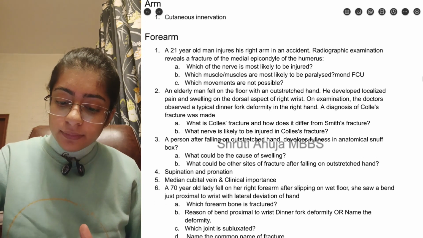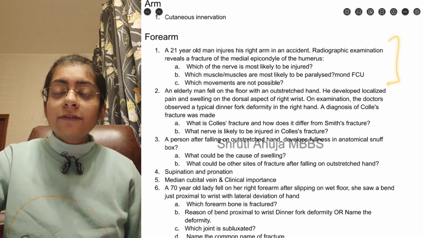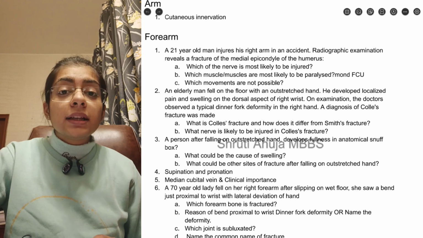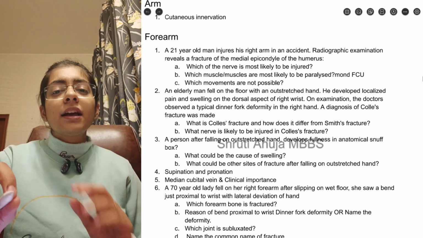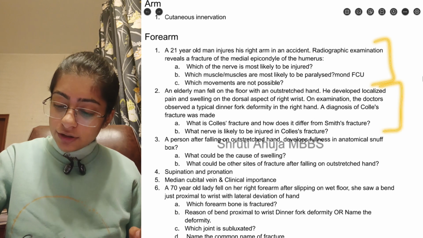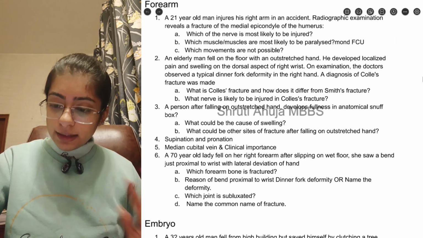Now forearm, these are some of the clinical questions, right? So the fractures, the dinner fork deformity, the Colles fracture, Smith's fracture, all those fractures are clinical questions. I have mentioned these questions here, and you can get this PDF as well on my Telegram group.